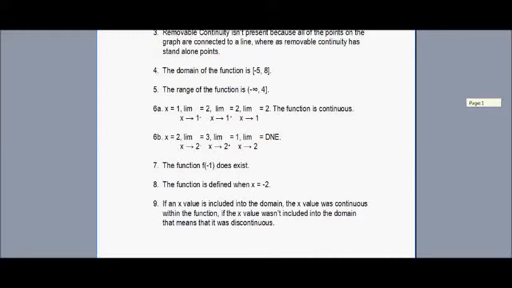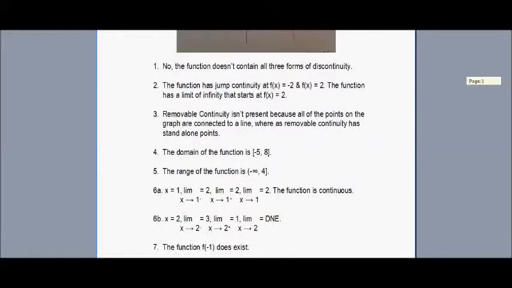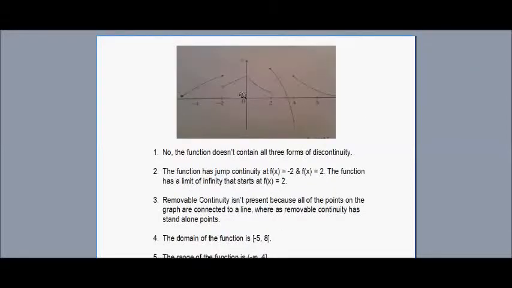Alright, so for number 7, it's asking us, does f of negative 1 exist? And now that's basically asking us, does the point negative 1 exist on any line? And so you go to your negative x-axis, try to guess where negative 1 is, and then if you go up, you see that it does hit the line. So if it hits the line, it exists. As long as it hits the line, that point exists, unless it's an open circle. If you see any indicator that it's not on the line, like an open circle, then it would not exist.